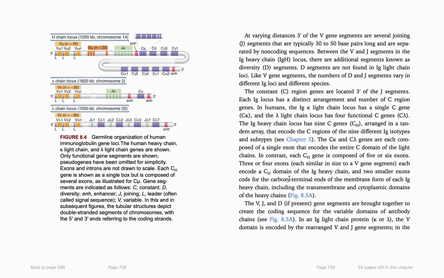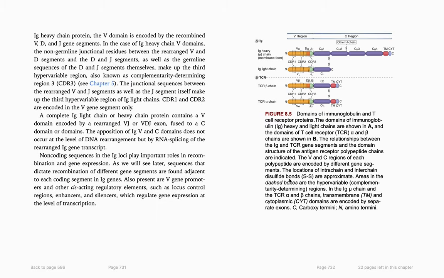The V, J, and D, if present, gene segments are brought together to create a coding sequence for the variable domains of antibody chains. In an Ig light chain protein, kappa and lambda, the V domain is encoded by rearranged V and J segments. In Ig heavy chain proteins, the V domain is encoded by the recombined V, D, and J gene segments. In the case of Ig heavy chain V domains, the non-germline functional residues between the rearranged V and D segments and D and J segments, as well as the germline sequences of the D and J segments themselves, make up a third hypervariable region, also known as complementarity determining region 3, the CDR3.